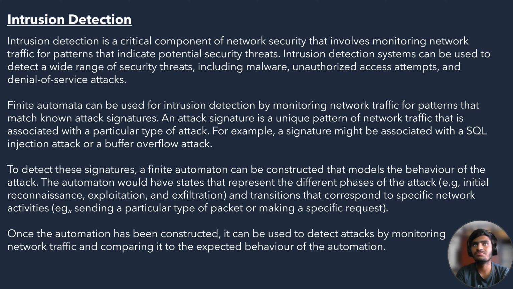The automaton would have states that represent the different phases of the attack and transitions that correspond to specific activities. The different phases of the attack may be initial reconnaissance, exploitation, and exfiltration. Once the automaton has been constructed, it can be used to detect attacks by monitoring network traffic and comparing it to the expected behavior of the automaton.